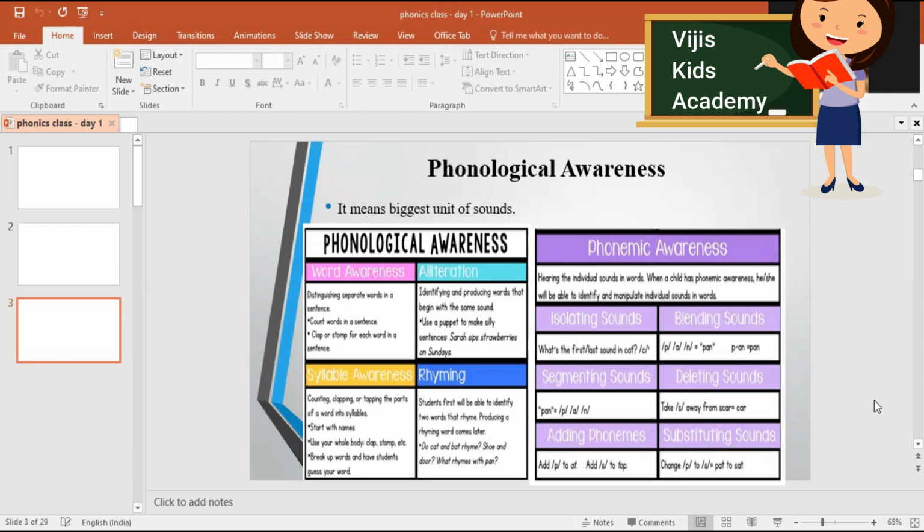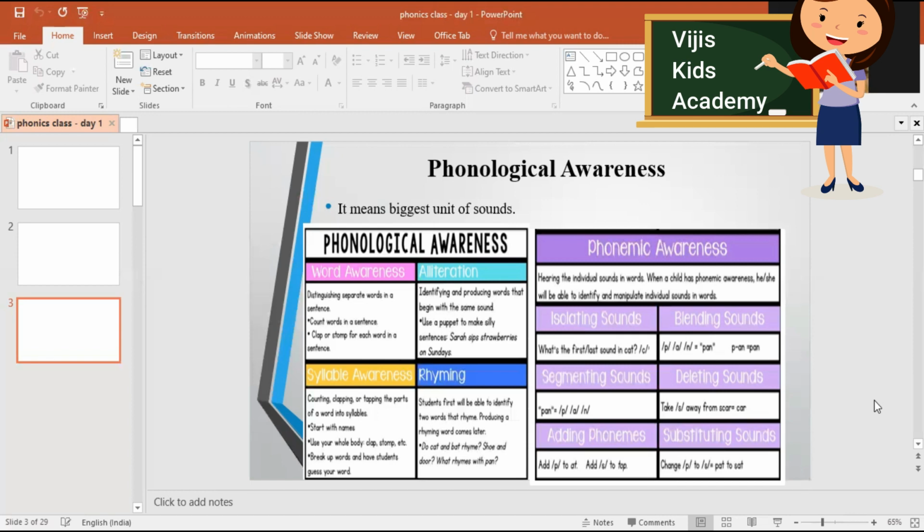Basic things will be covered today. Okay, first we have to know the awareness about two things. The main two things are phoneme and grapheme. Phoneme means sound and a grapheme means the letter representation, which means the symbol. For awareness, we have two different types. One is phonological awareness and another one is phonemic awareness.